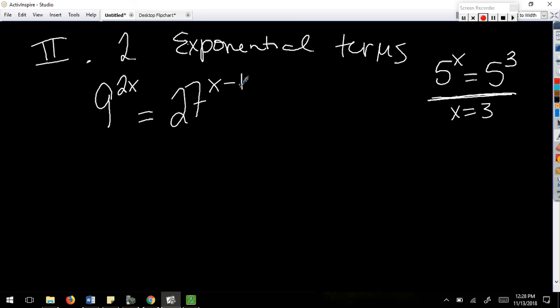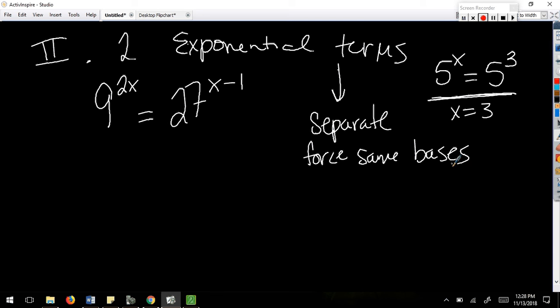For these, you have to get them separated and then force the bases to be the same. Now, the hardest part about this is that the value itself cannot change. In other words, the base has to still be 9, even if you rewrite. So I could rewrite that as 3 to the second power, but 3 to the second power is still 9, right? So it's got to still have the same value at the end of the day. Can't change that. And then we'll set the exponents equal.